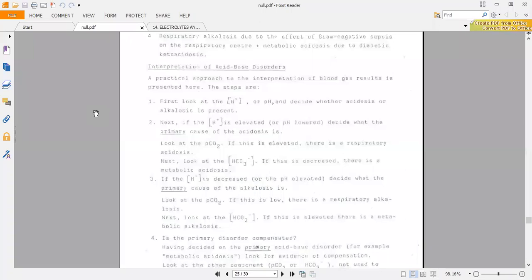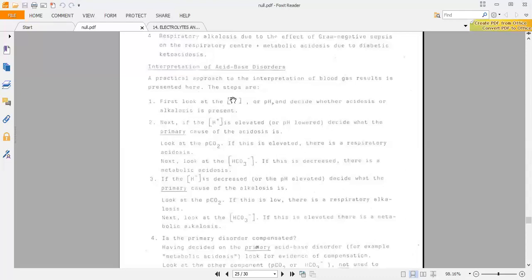The first thing to look at in the question they give you is the pH. If they don't give you the pH, look at the H plus concentration. From that alone, you can determine whether it is acidosis or alkalosis. But sometimes the pH is normal because compensation has occurred. So then what you have to do is look at the clinical scenario.